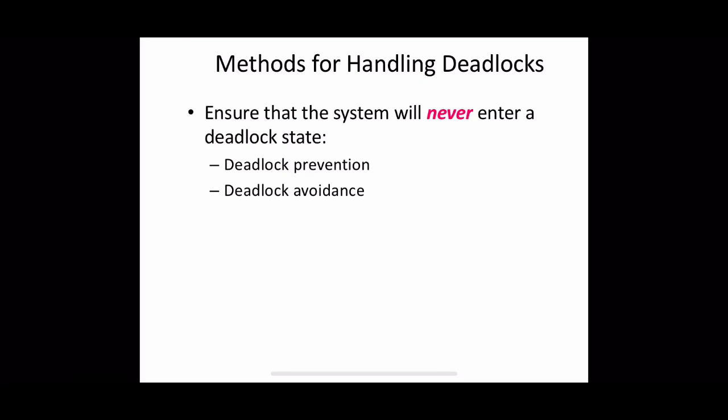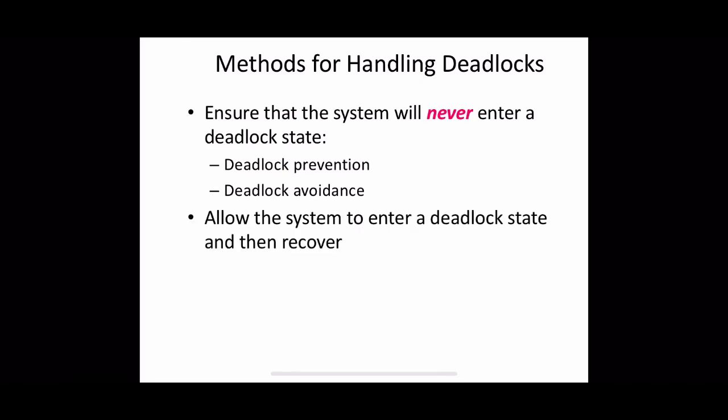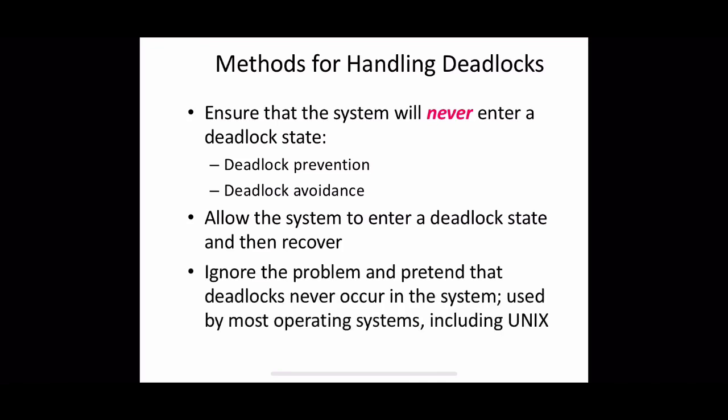The next method is to just allow the system to enter into a deadlock and later, using some algorithm, detect that there is a deadlock and, using some other algorithm, recover from the deadlock. And the last method is to just ignore the problem and pretend that deadlocks will never occur in the system. So obviously now it's the duty of the application programmer to write application programs to tackle deadlocks. And most systems like Unix and Windows use this type of deadlock handling method.